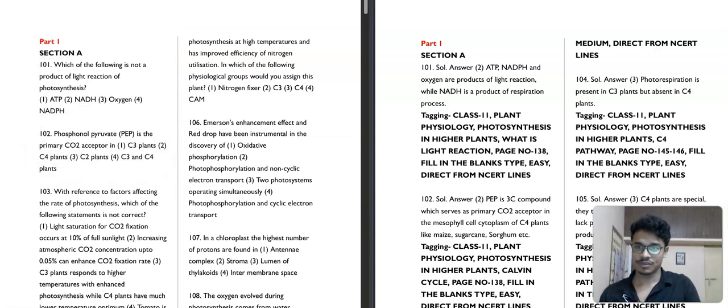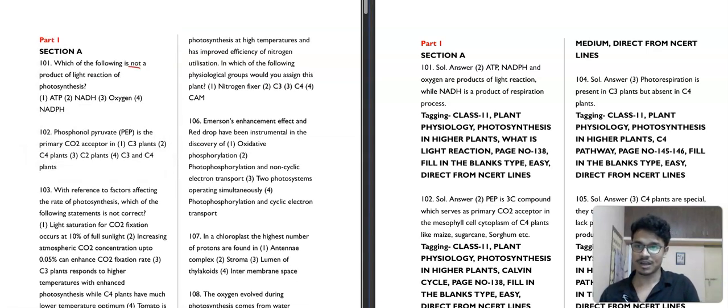So first of all, the question is saying which of the following is not a product of light reaction of photosynthesis: ATP, NADH, oxygen or NADPH. So you know that ATP, NADPH and oxygen are products of light reaction, but NADH is not a product of light reaction. So second is our correct answer.